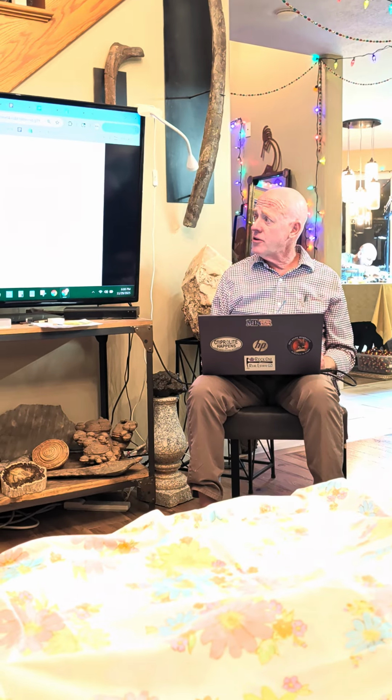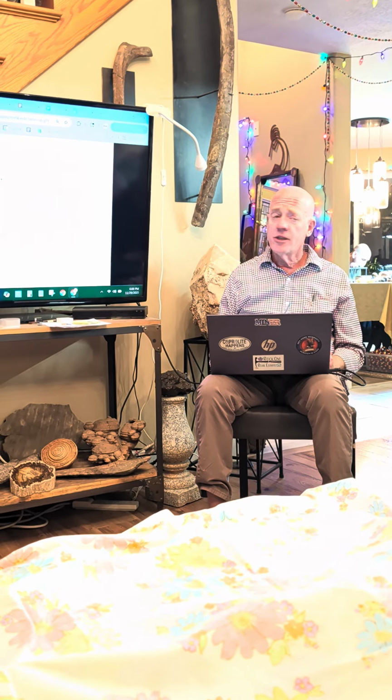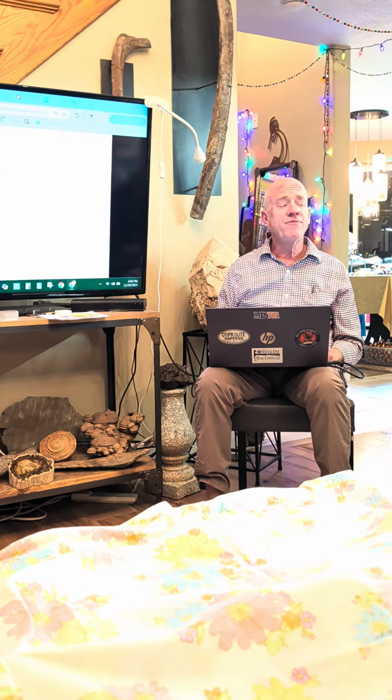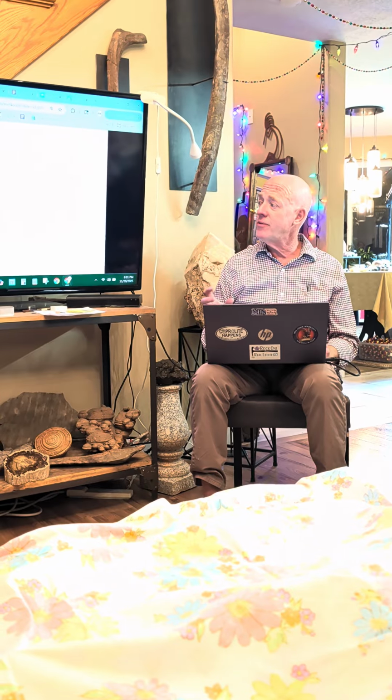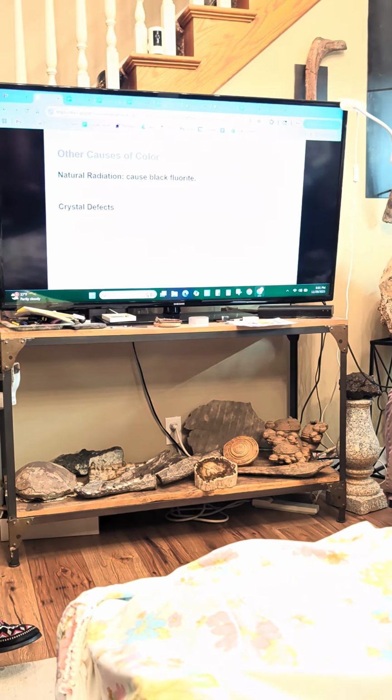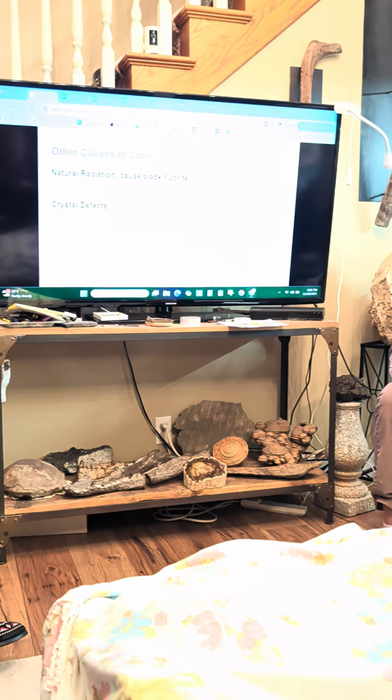Other causes of color in fluorite is natural radiation. Usually that is what causes it to be black. A lot of the really vivid azurite blue stuff coming from China now is pale fluorite that they've irradiated to make it that vivid blue. It's very pretty. So I'll show you some here in a minute. Crystal defects in the crystal can also cause color.